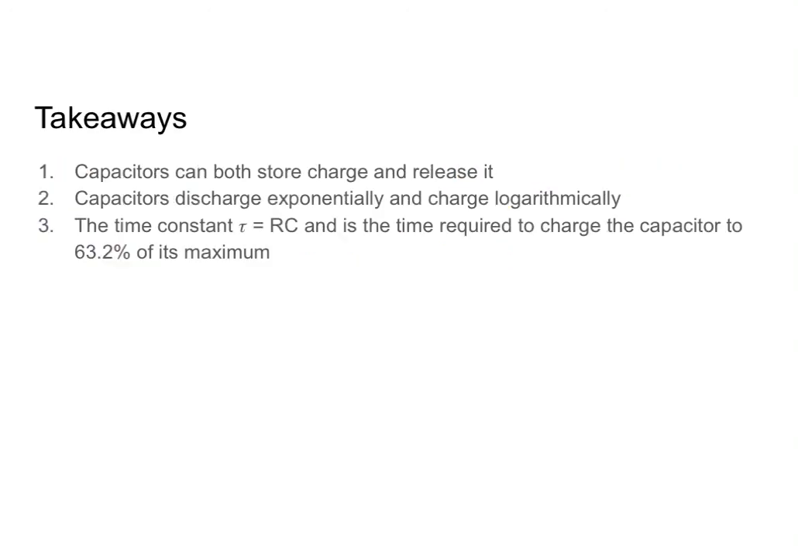So let's talk takeaways. First of all, capacitors can both store charge and release it. Capacitors discharge exponentially and charge logarithmically. And the time constant tau is equal to resistance times capacitance, and is the time required to charge the capacitor to 63.2% of its maximum.